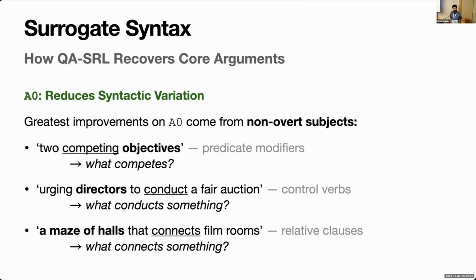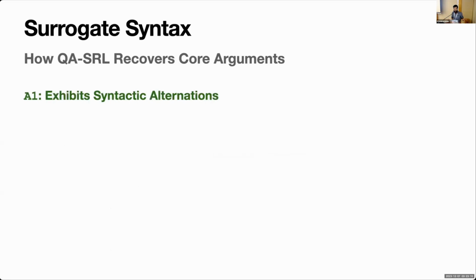Or if I say urging directors to conduct a fair auction, with a control verb like this, the effective subject of conduct is directors, but on the surface syntactic structure, it doesn't look like this. So what you're seeing here is that in the wild, text has a whole bunch of syntactic variation. It's like the wind running through Cavendish's shed. And what QA-SRL does is it gets rid of that wind. It forces you to rephrase the syntax of the original sentence with the same semantics, but in a simpler way. So we're eliminating the variables that don't matter to semantic roles. At the same time, we're adding variables which do matter to semantic roles.